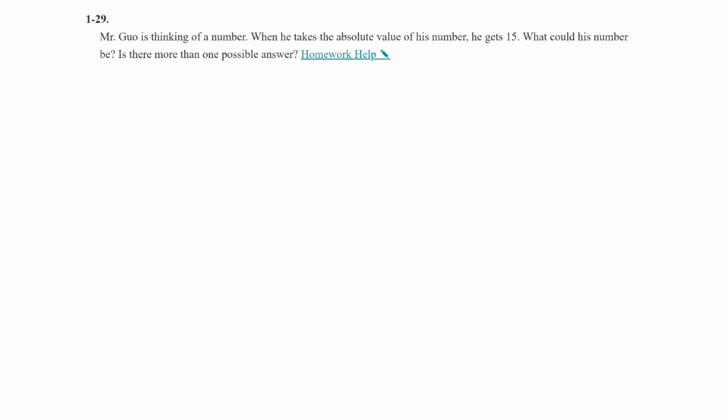Question 29. Mr. Gua is thinking of a number. When he takes the absolute value of his number, he gets 15. What could his number be? Is there more than one possible answer? So remember what the absolute value represents. So the absolute value of a number is how far that number is from 0. So when he takes the absolute value of his number, it is equal to 15.